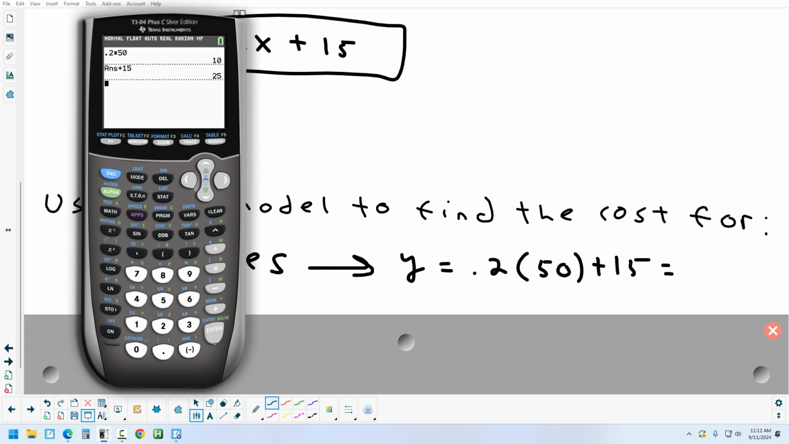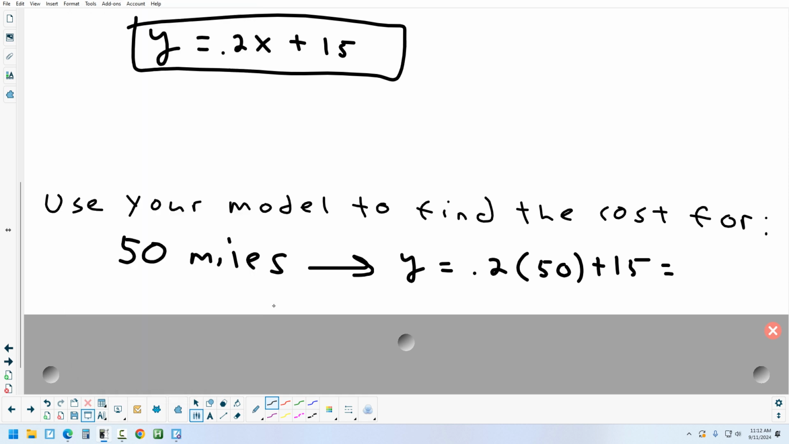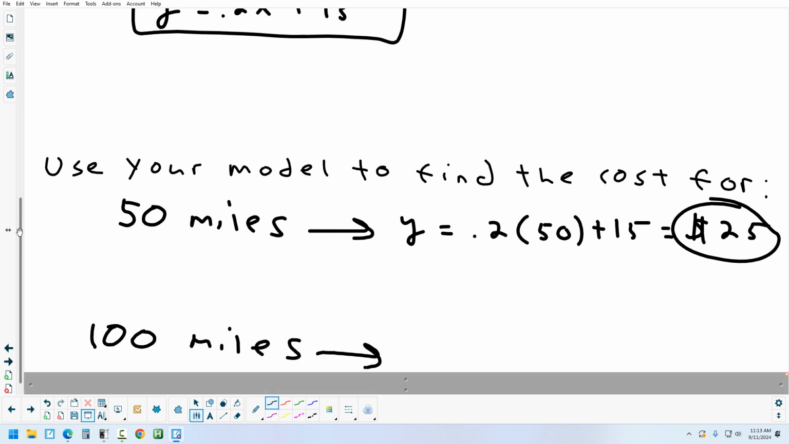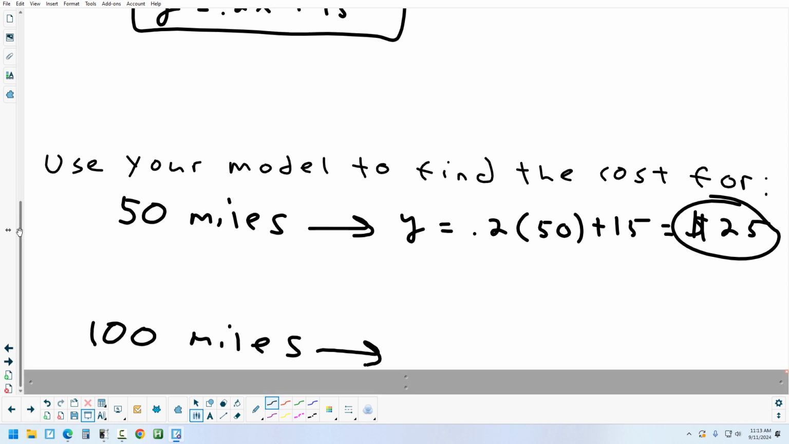And what is that? $25, right? Not miles. That's $25 to rent the car. Okay, so that's the cost for 50 miles. Now, for 100 miles, can I just say it's double the miles, so just double the cost? It's going to cost $50.